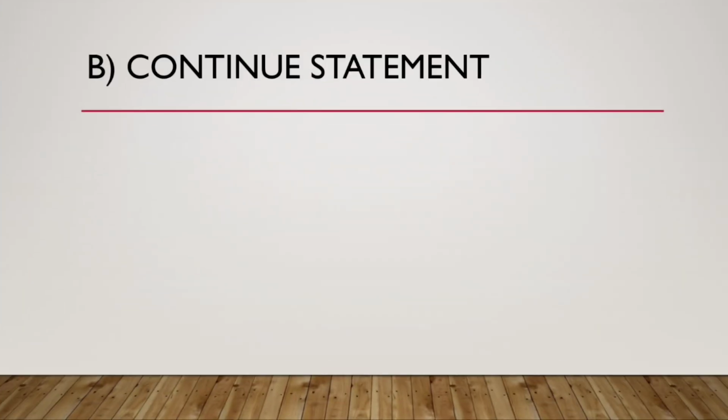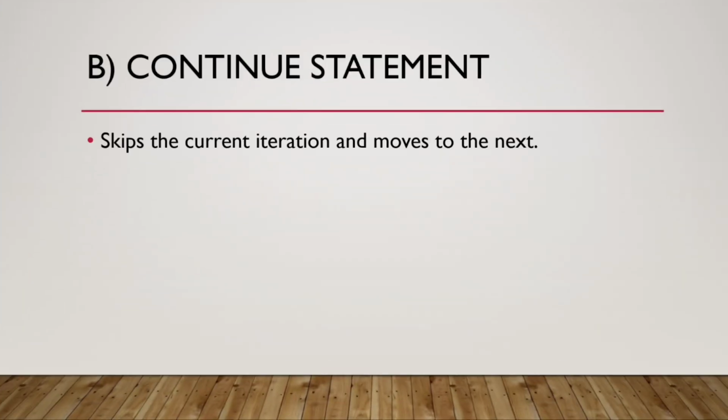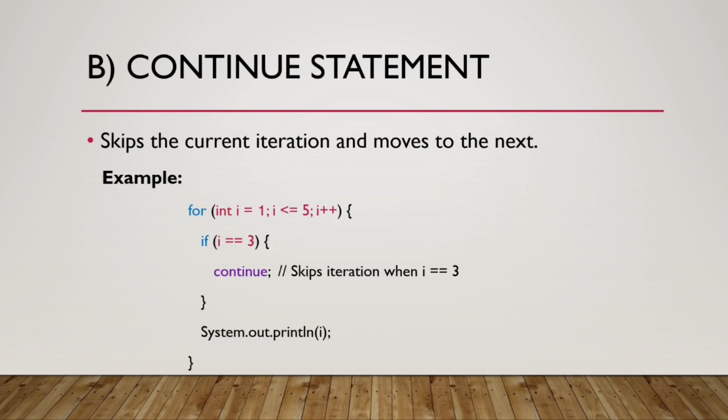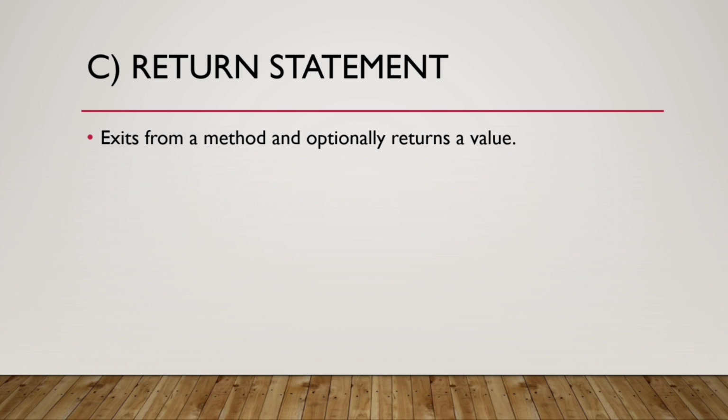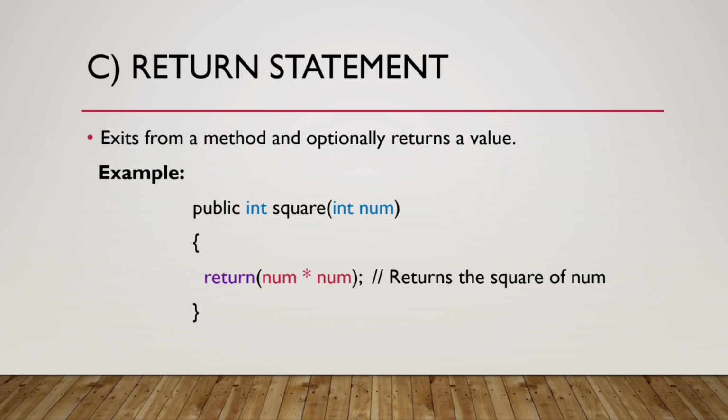B. Continue statement. Skips the current iteration and moves to the next. Example: for (int i = 1; i <= 5; i++) { if (i == 3) continue; System.out.println(i); } It skips the iteration when i equals 3. C. Return statement. Exits from a method and optionally returns a value. Example: public int square(int num) { return num * num; } It returns the square of num.